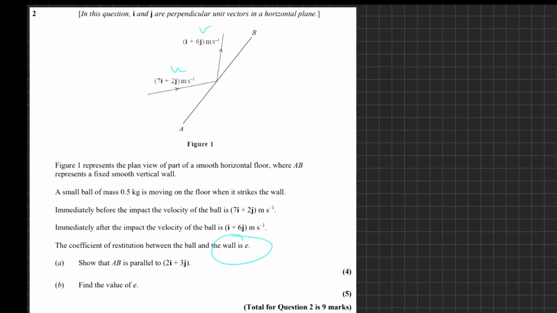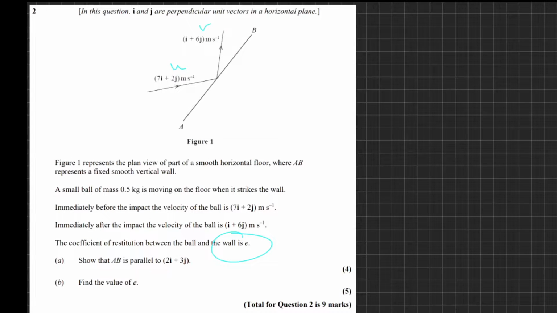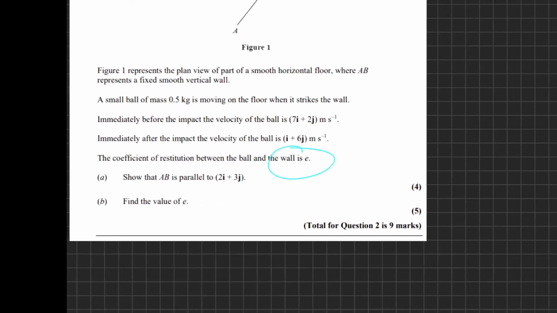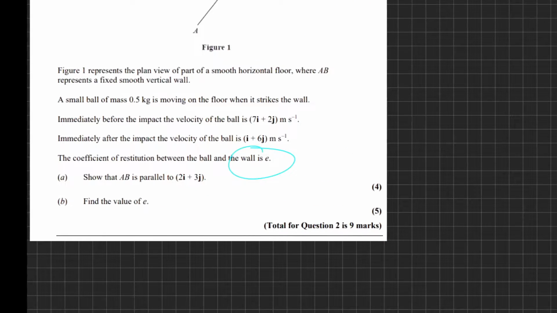Now, initially, that looks like a very hard thing to do because we've got no information on the wall whatsoever. However, we need to use an important fact here, and it's quite a high level fact: the wall, which I'm going to denote as the wall vector capital W, is always perpendicular to the impulse, i.e. the dot product of the wall and the impulse always gives you 0, because the impulse acting on the wall always acts perpendicular to the wall. So all we actually need to do is find the impulse, and then we can use this fact to work out the wall vector, which is just a vector parallel to the wall, which will hopefully give us 2, 3 or some multiple of 2, 3.